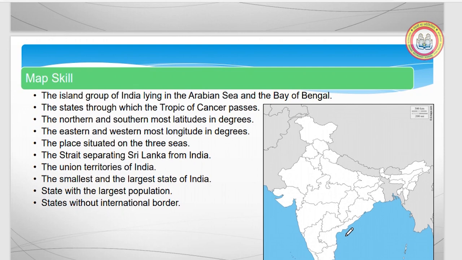Here is the map skill. You all need to fill the given map work in the India political map.